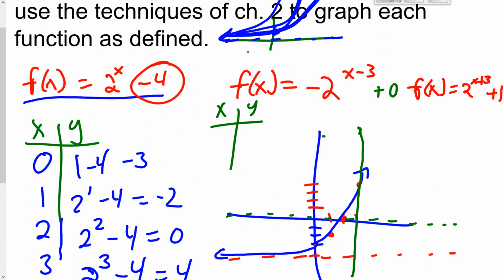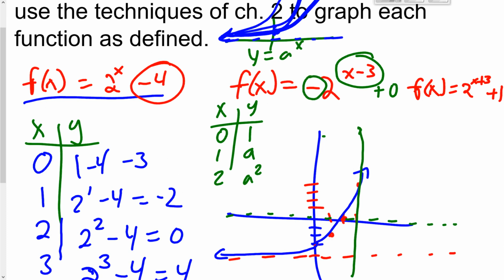Normally with your x and y, if it was just y equals a to the x, this would be 0, 1, right? Anything raised to 0 is 1. 1, a. 2 would be a squared, right? So those are the basic ones. So if you use those techniques from chapter 2, you get your horizontal asymptote, and then you'd move based on what's being added to or subtracted from x, but always the opposite. And then you would just graph these points, 0, 1, 1, a, and 2, a squared. But since there's that negative here, that negative, what we just talked about on the previous slide, it's going to flip it, right? And we can see that as we start plugging in numbers.